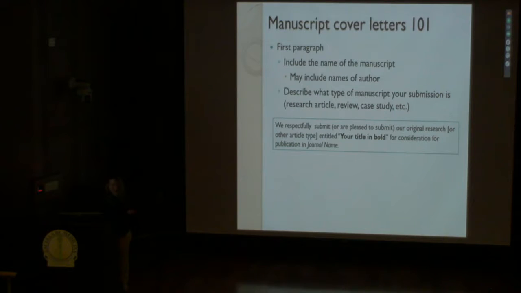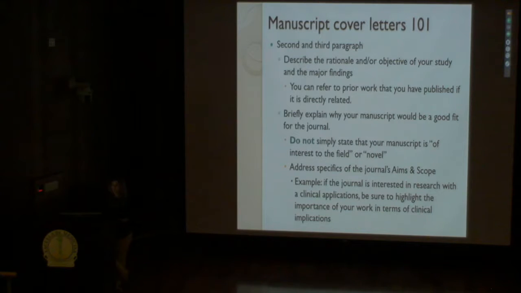And also describe what type of manuscript submission it is. Is it a research article? Is it a review? Is it a case study? This would be an example in the bottom of how you could write this. Dear so-and-so, we respectfully submit, or are pleased to submit, that would be the alternative, note that you include that in parentheses, our original research article entitled so-and-so for consideration for publication in Science, for example. So that would be an adequate way to introduce your manuscript to be considered.